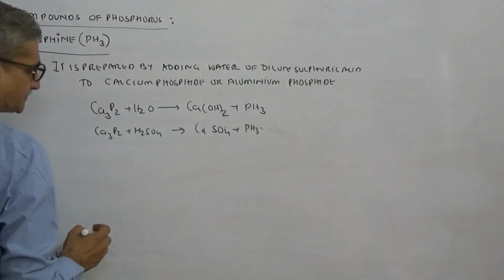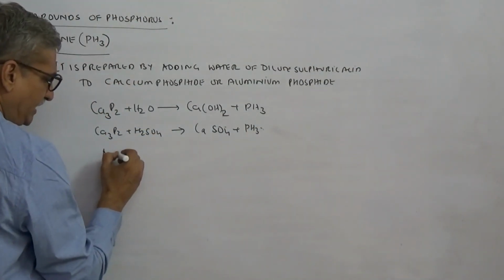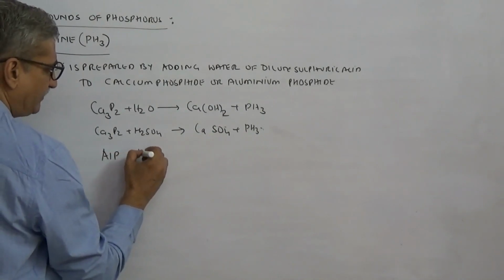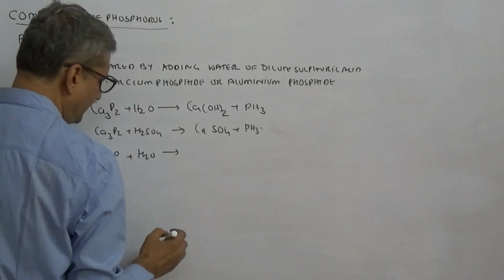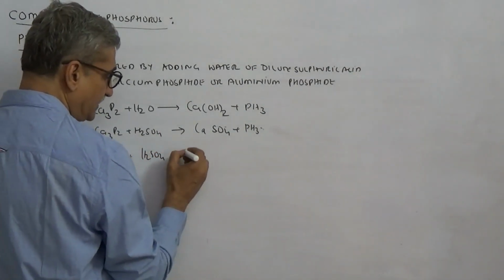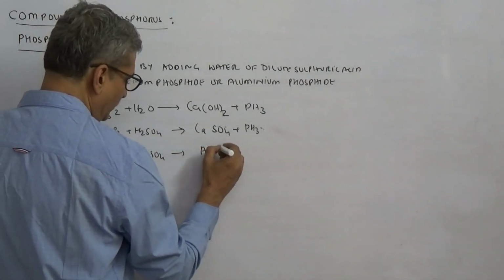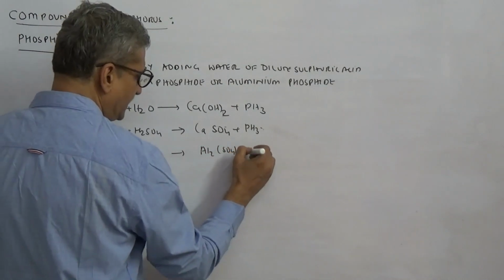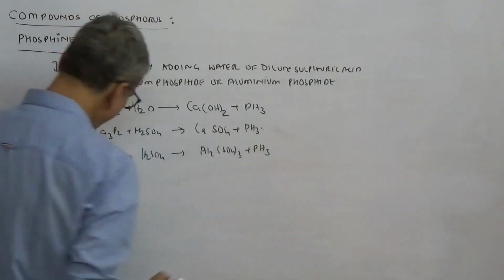Then you take aluminium phosphide and react with water. Or you can even react with dilute sulfuric acid, easier, faster. So what happens? You get Al2(SO4)3 plus PH3.